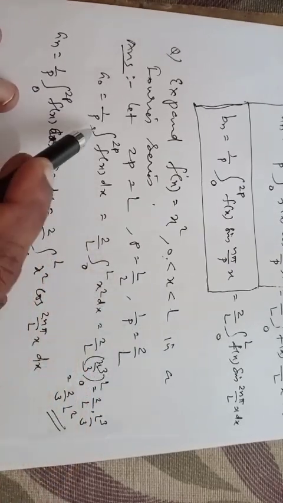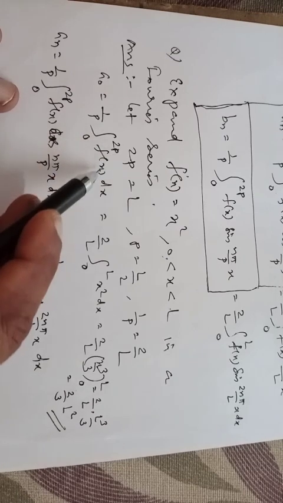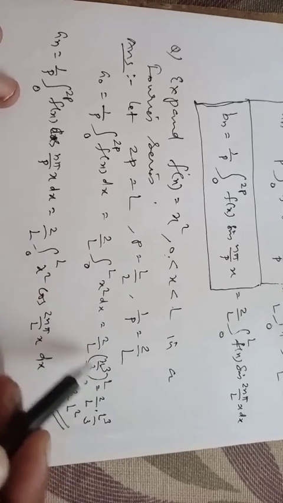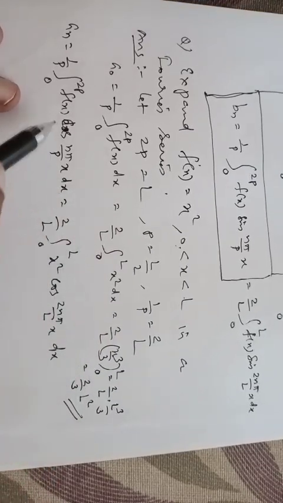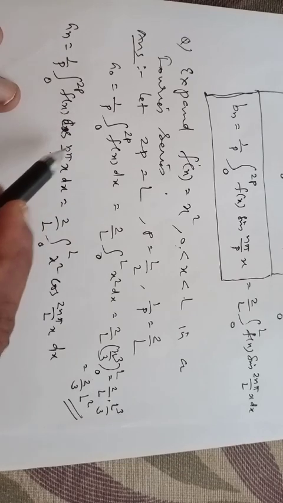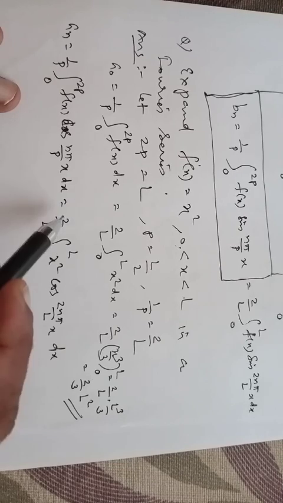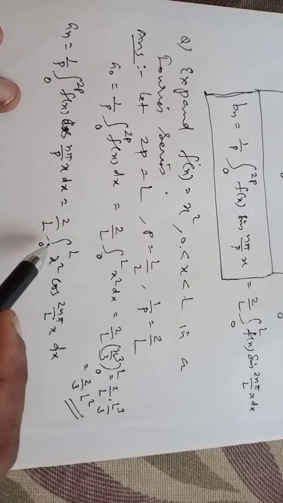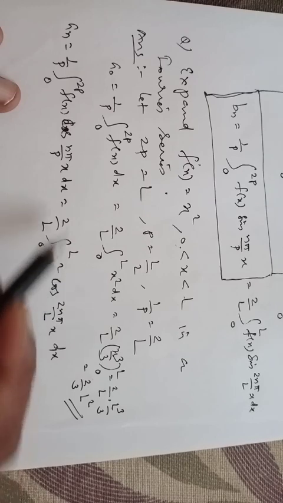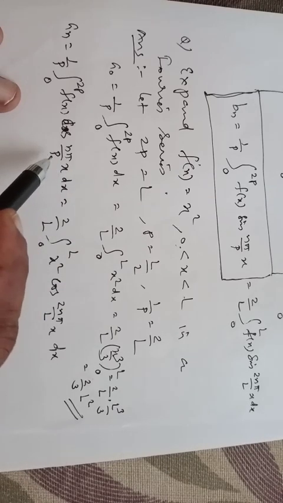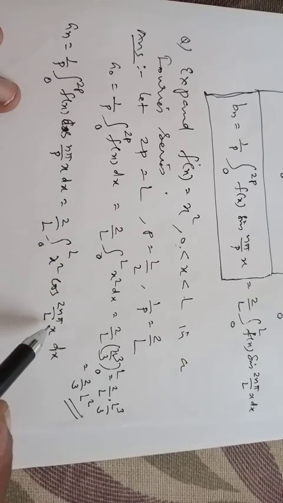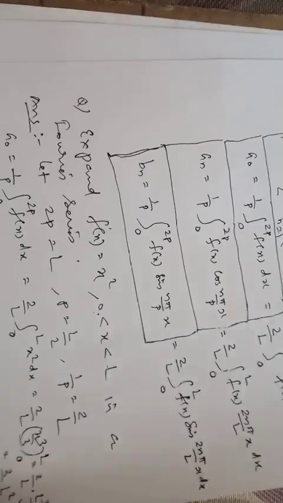And the formula is the same. a0 is 1 by p integral 0 to 2p of f of x dx, that is 2 by L integral 0 to L of x square dx, and simplifying we get 2 by 3 L square. an is also 1 by p integral 0 to 2p of f of x into cos n pi by p x dx, that is 2 by L integral 0 to L of x square cos n pi by p x dx, where p is L by 2, so 2n pi by L x dx.